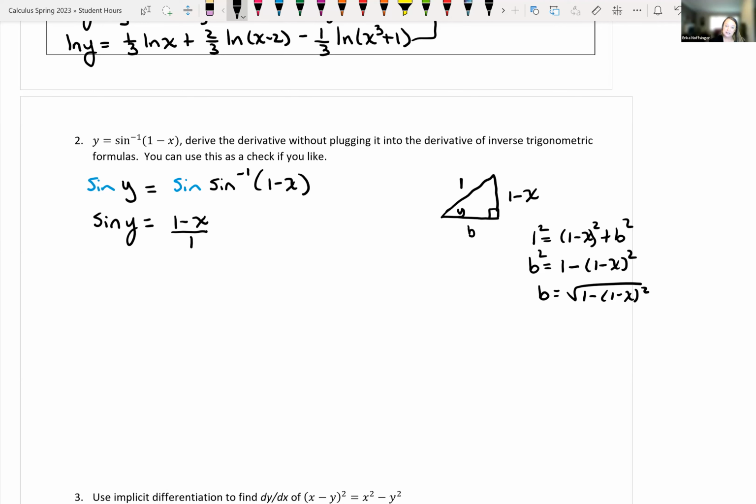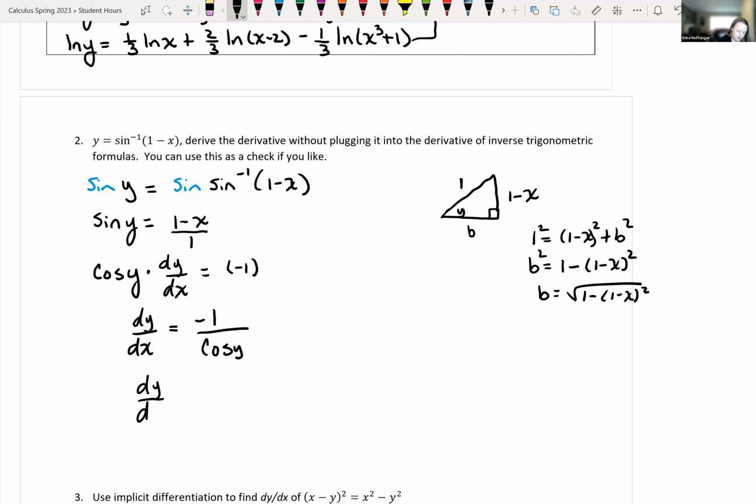Let's go back and let's differentiate both sides. So we're taking the derivative of sine y, and we're going to need to apply implicit differentiation. The derivative of sine, I know, is cosine. So we have cosine y times the derivative of the inside, which we're going to call dy/dx, is equal to the derivative of 1 - x. Well, the derivative of 1 - x is just -1. Let's get dy/dx by itself by dividing both sides of the equation by cosine of y. So we get dy/dx is equal to -1 all over cosine of y.